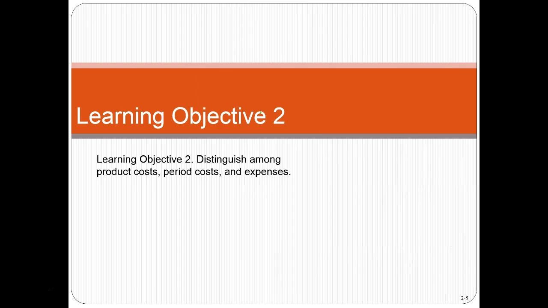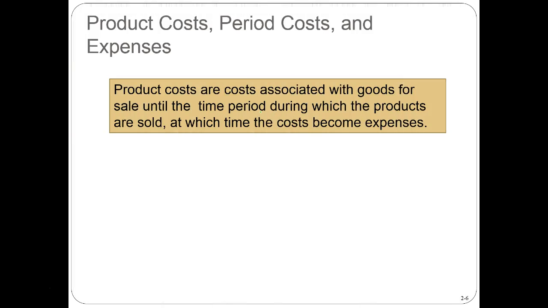Learning objective number 2: distinguish among product cost, period cost, and expenses. Product costs are costs associated with goods for sale until the time period during which the products are sold, at which time the costs become expenses. If we're in a production process, everything we do within the production will be part of the product cost, meaning it's part of inventory, it's part of an asset until we sell that asset.